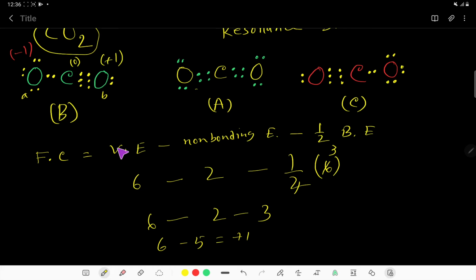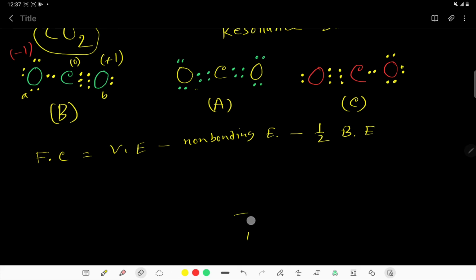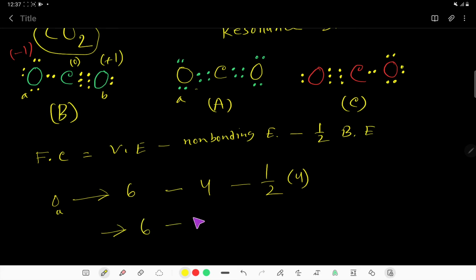Okay. Already we have calculated the formal charges of all the atoms in this resonance structure. Now we'll find out the formal charges for this resonance structure. So we can label this oxygen as oxygen A. The valence electrons for this oxygen is 6 because it is an element of group 6A, minus non-bonding electrons. Here non-bonding electrons is 4, minus half of bonding. Here bonding electrons is 4. So we're getting 6 minus 4 minus 2. That is 6 minus 6, that is 0. The formal charge for this oxygen is 0, right?